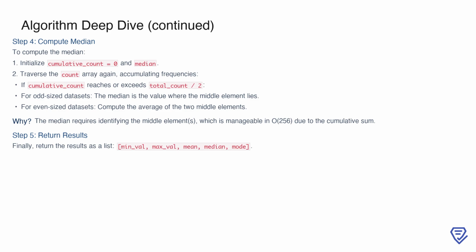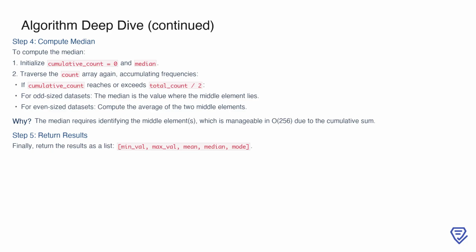For datasets with an odd total count, the median is simply the integer at this position. For even-sized datasets, we need to average the two middle elements. This is done by carefully tracking the transition when cumulative_count crosses the halfway point. Using this cumulative approach, we can efficiently locate the middle values in O(256) time, which is constant due to the fixed size of the count array.